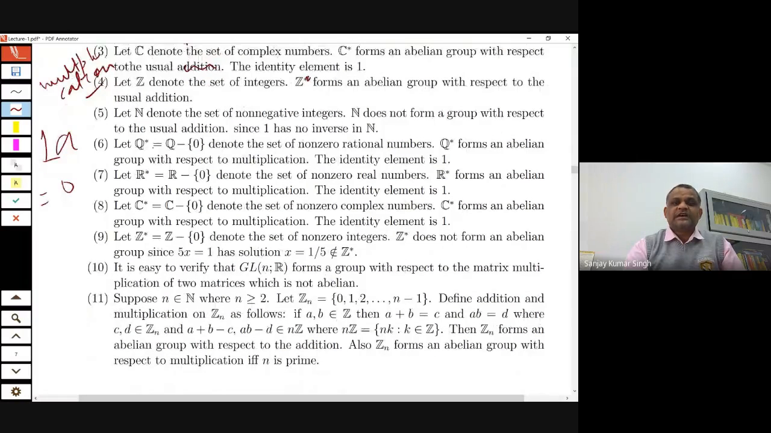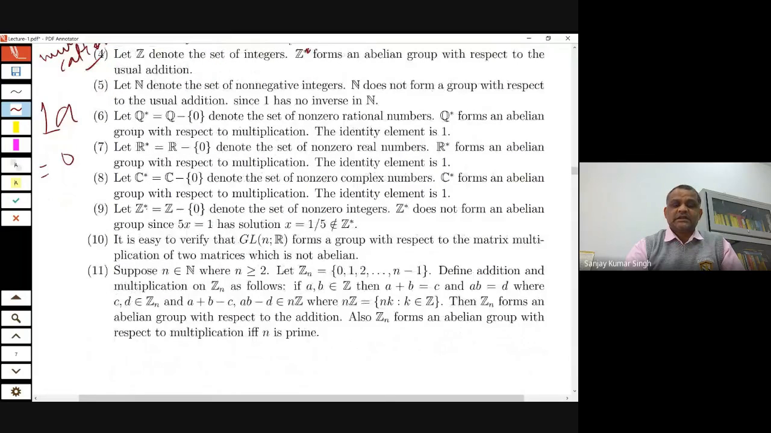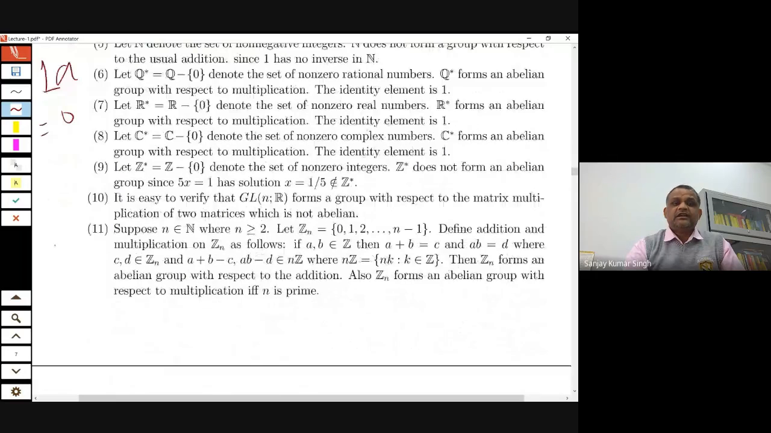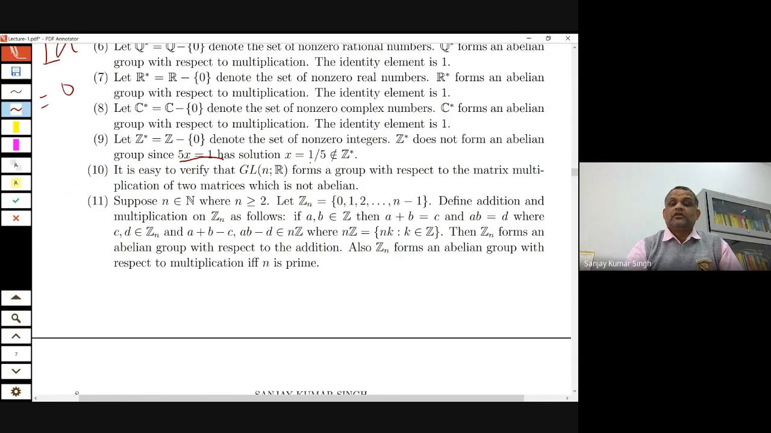So more examples are Q star, R star, C star, Z star. But again, Z star is not a group because it doesn't have an inverse of the element 5. If it had an inverse of the element 5, then it demands that 5x equals 1. It means x should be 1 by 5, which is not possible because it is not an integer.